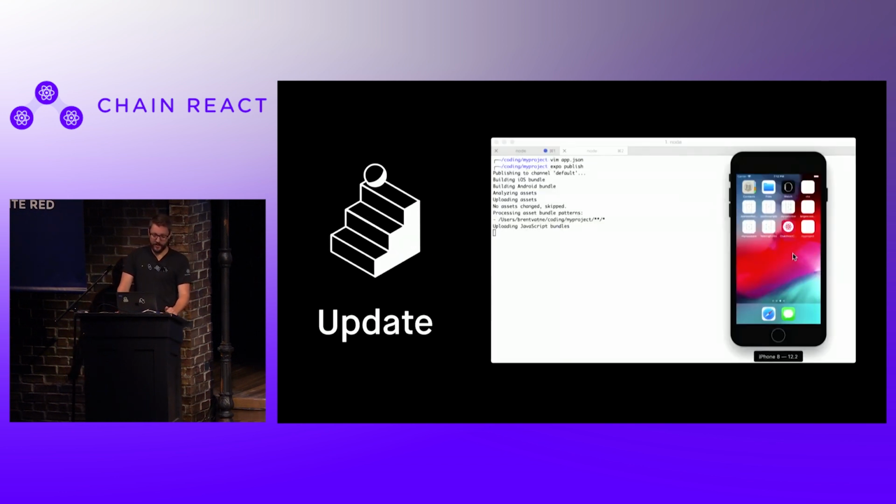The update service gives you over-the-air updates for your app JavaScript, assets, and some of the configuration. You can split up releases into different release channels, so you can create staging, production, or different release environments.